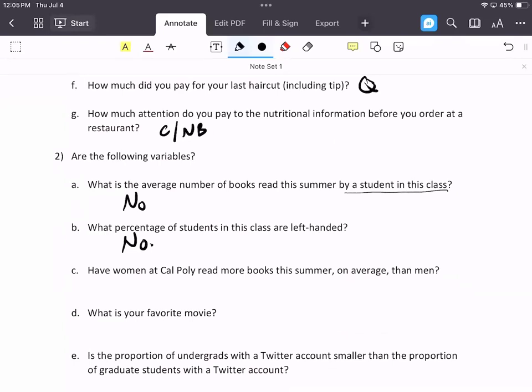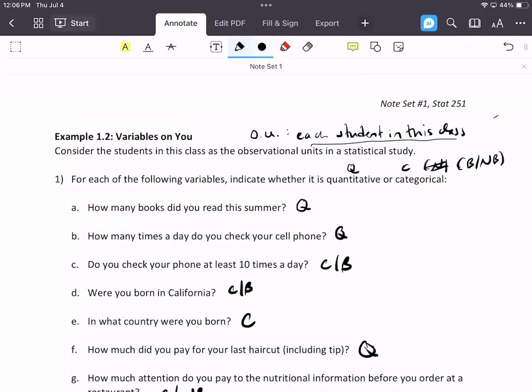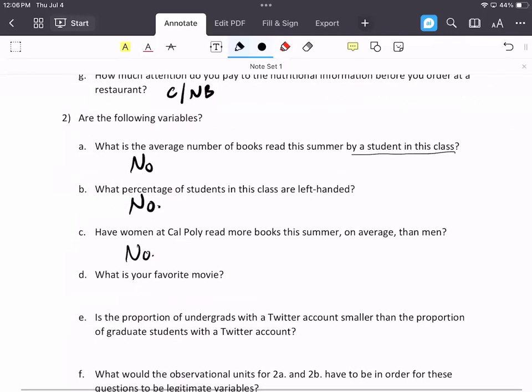Here, have women at Cal Poly read more books this summer on average than men? Well, hopefully you can see right away, no, that's actually a research question. We have to do a survey, we'd have to do calculations to get to an answer. So this is definitely not a variable. We're not even talking about just this class. Remember, the observational units that we're looking at are each student in this class. This is way beyond that.